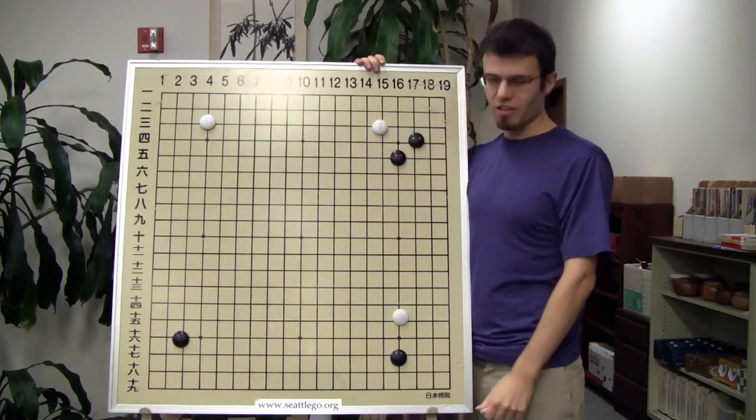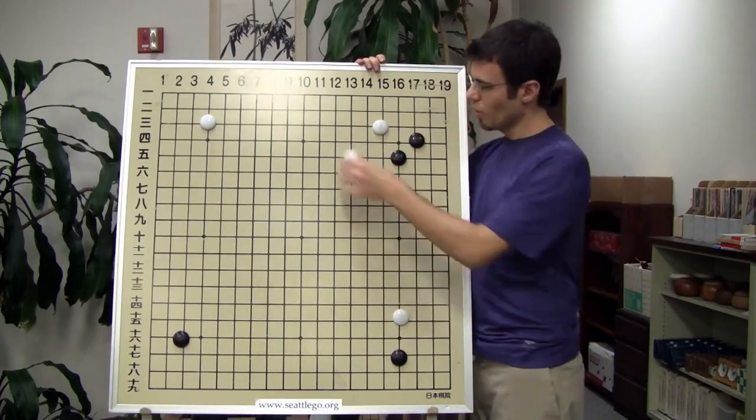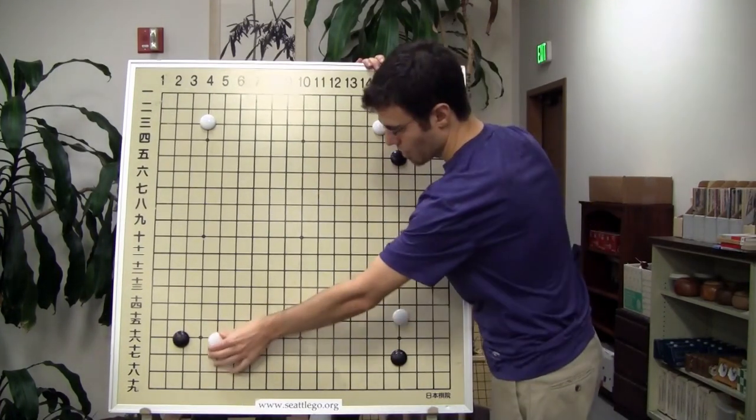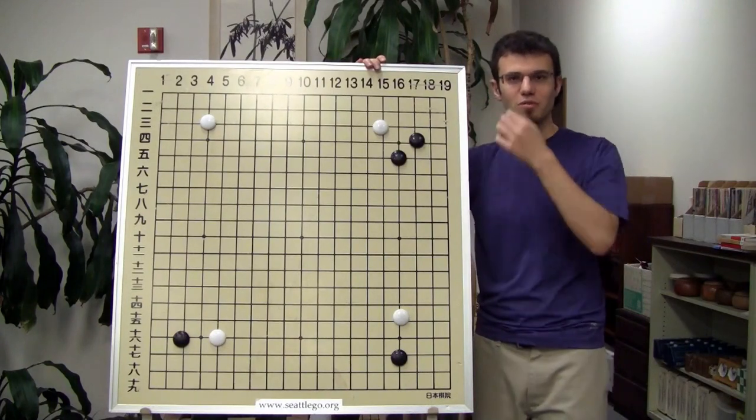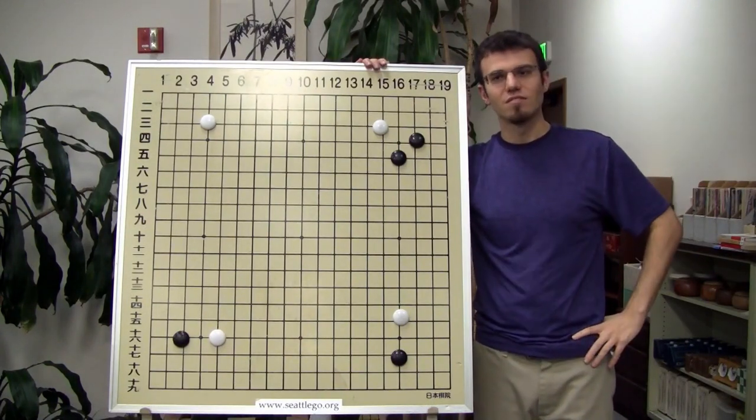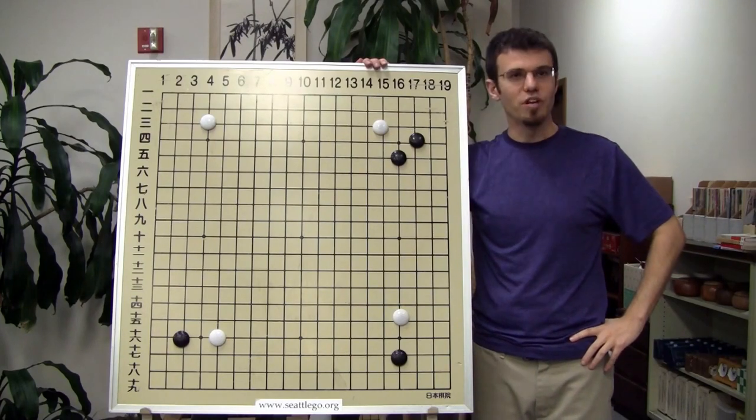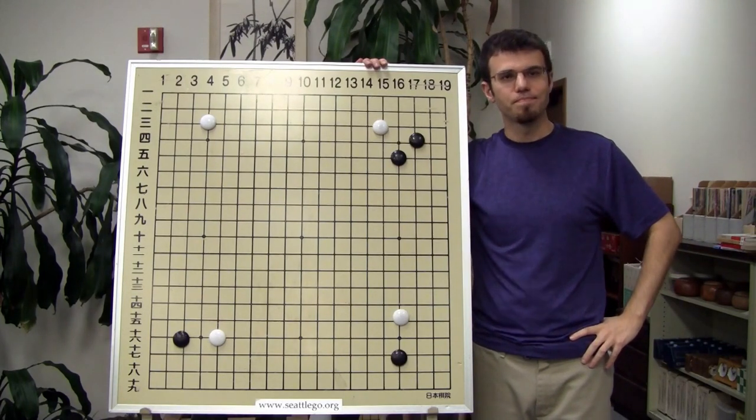And depending on what, white has a lot of options now. White can play over here, white can play over here, white can even come down here and play this. That's perhaps the most common. Again, preventing that corner enclosure. So this is the Shusaku opening. Sometimes it's called the 1-3-5 opening.